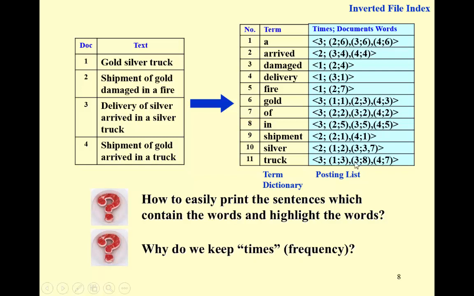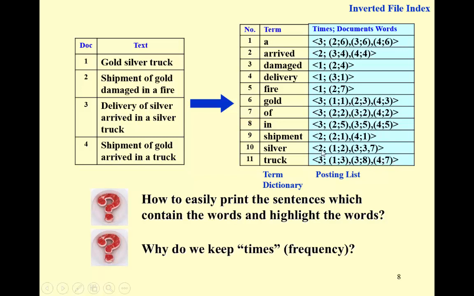Document 3. Does document 3 contain silver? Yes. Does document 3 contain delivery? Yes. So document 3 is okay. Now let's continue to check for document 4. But at this moment, you already know that 4 is impossible because there's only one document that contains delivery. So it's not necessary to check other terms. However, your computer would know, right?